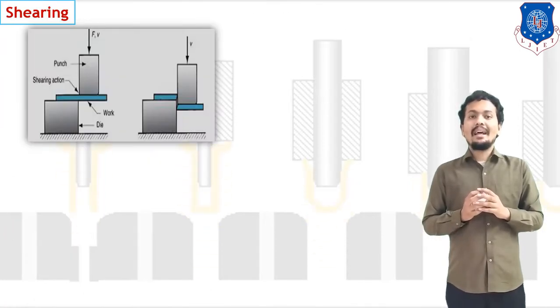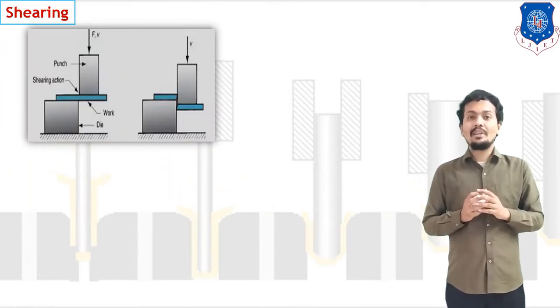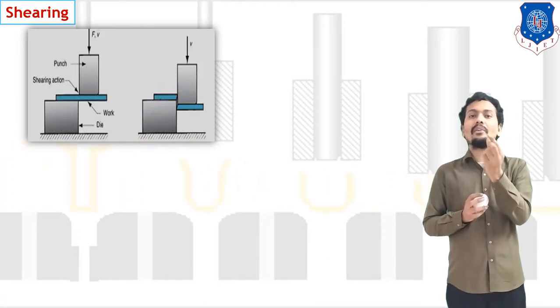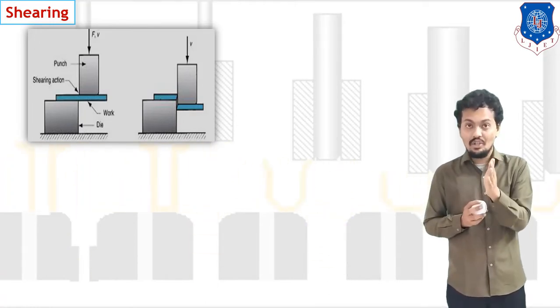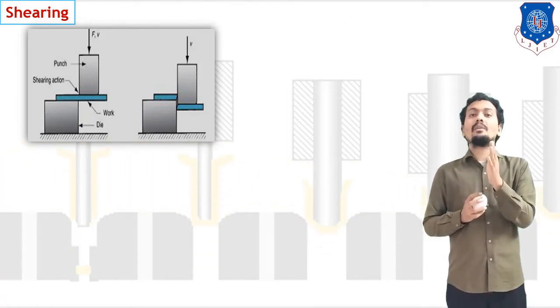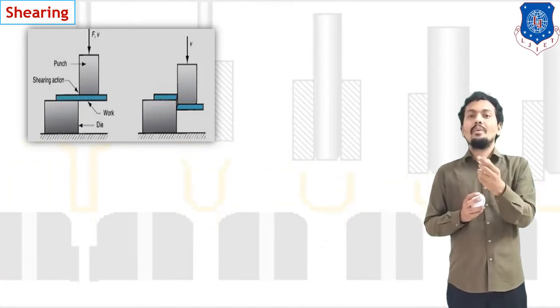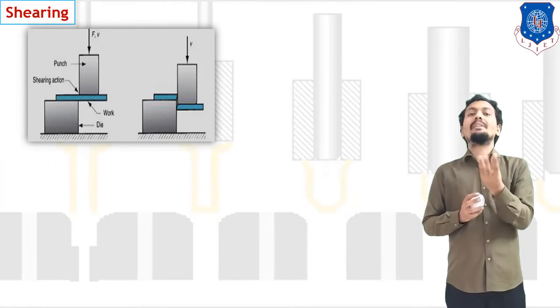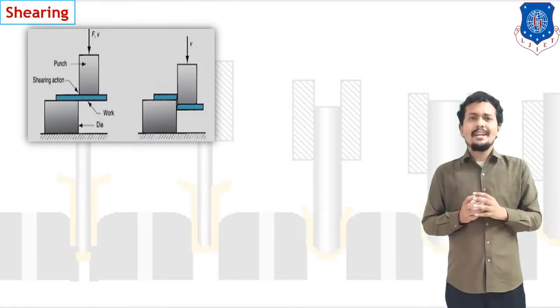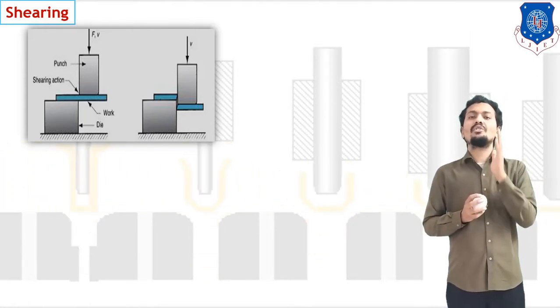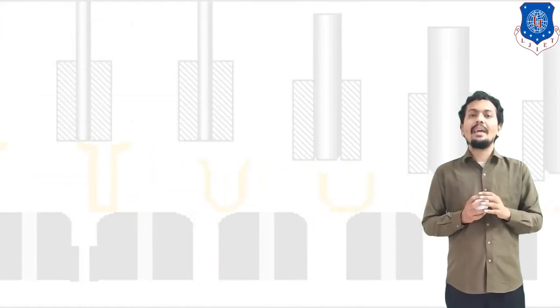After that, here I mentioned shearing. As per the name, we can shear off our material at a particular edge. It means we can cut or shear our material at a particular edge with the help of a punch and with the help of a die block, right? So shearing means we can cut or shear our material at a particular edge.